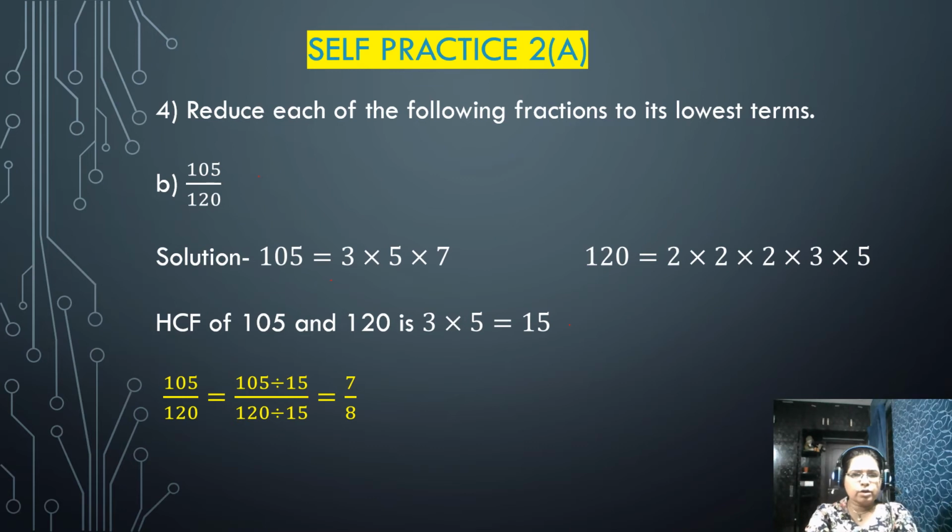So when we reduce a fraction into its lowest form, first we have to find the highest common factor, and then after getting the highest common factor we have to divide the numerator and denominator by that highest common factor. And the fraction that we get after dividing the numerator and denominator, that is the lowest form of that fraction.